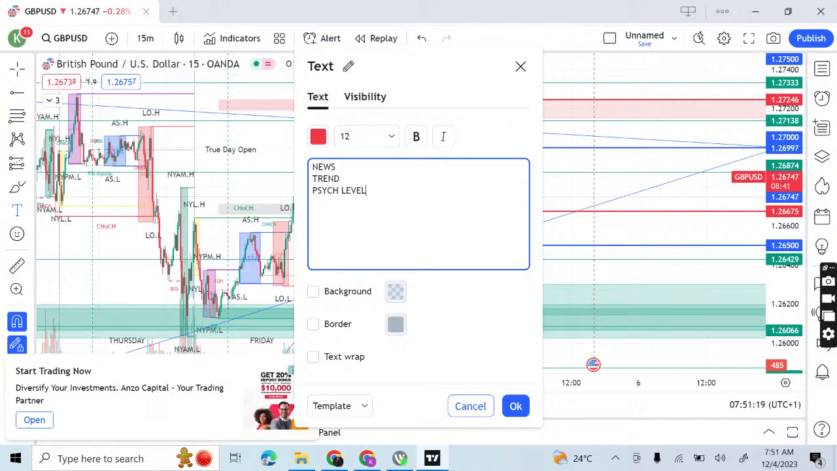Fourth is we're going to be looking at price actions. Fifth is we're going to be looking at pattern. So what pattern is price forming? That will help us to determine whether we're going to be entering the trade. After pattern, we're going to be looking at volume, right? So this is news, trend, psych levels, price actions, pattern, volume. This is six factors.